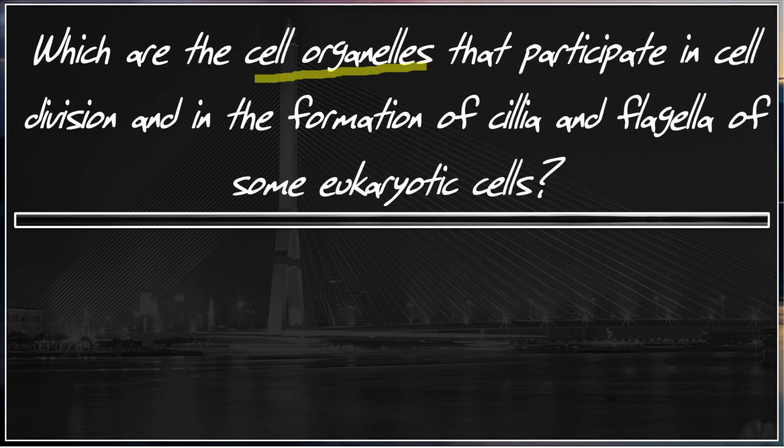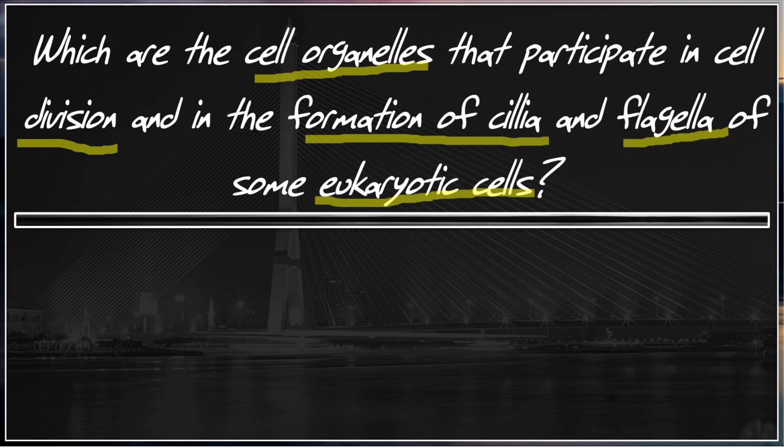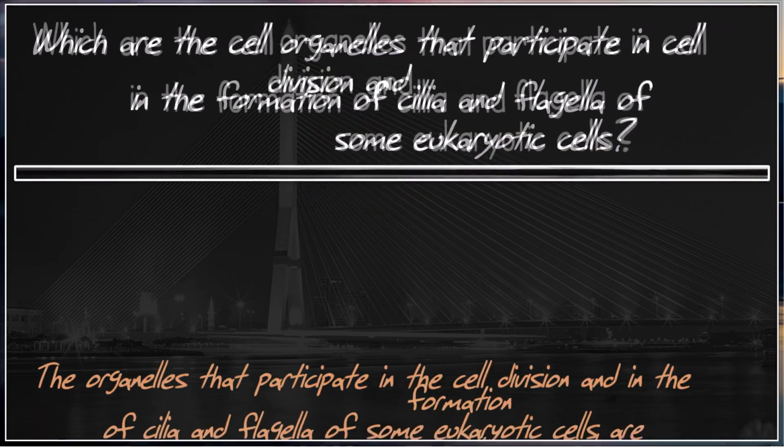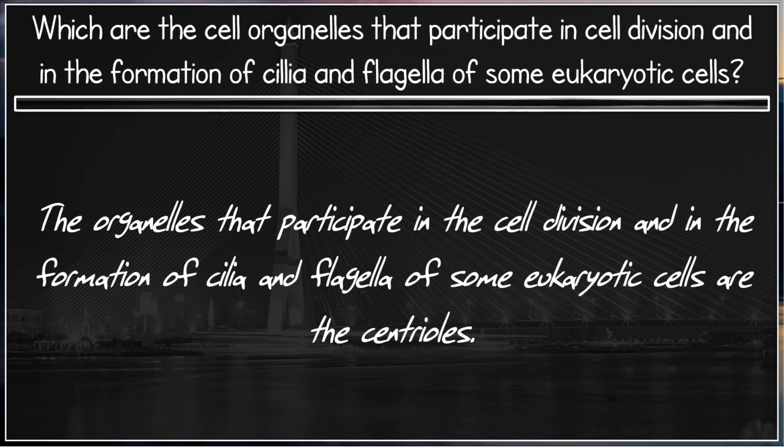Which are the cell organelles that participate in cell division and in the formation of cilia and flagella of the eukaryotic cells? The organelles that participate in cell division and in the formation of cilia and flagella of some eukaryotic cells are the centrioles.